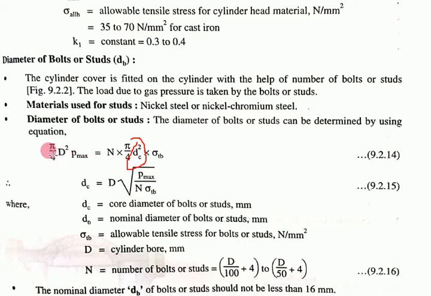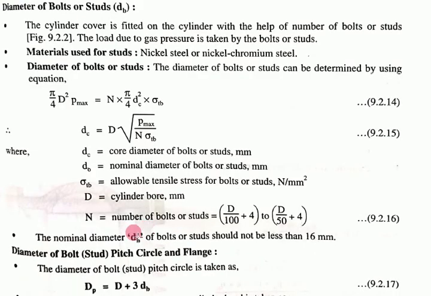This equation is not new for you, and this other equation is also not new, but you have to compare both equations, and from them you get dc is equal to D under root P max upon n sigma tb, considering n number of bolts or studs. You have to assume these things: D by 100 plus 4 to D by 50 plus 4, where D is the bore diameter. So there are so many assumptions here.